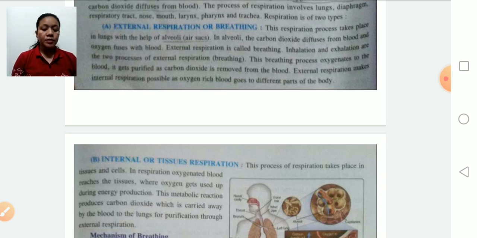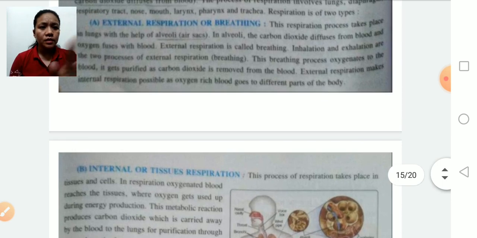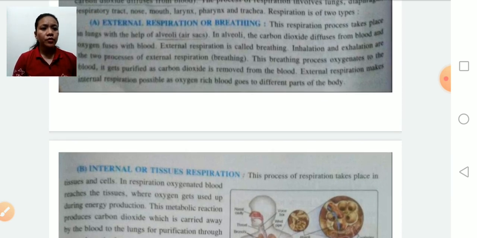This respiration process takes place in the lungs with the help of alveoli. In the alveoli, carbon dioxide is diffused from the blood and oxygen is diffused into the blood. Means carbon dioxide is removed from the blood and oxygen is added to the blood.